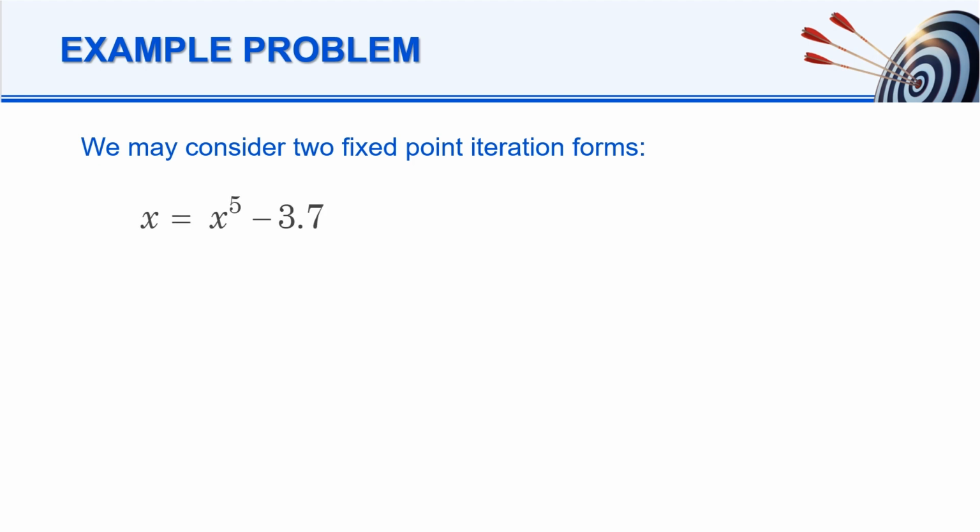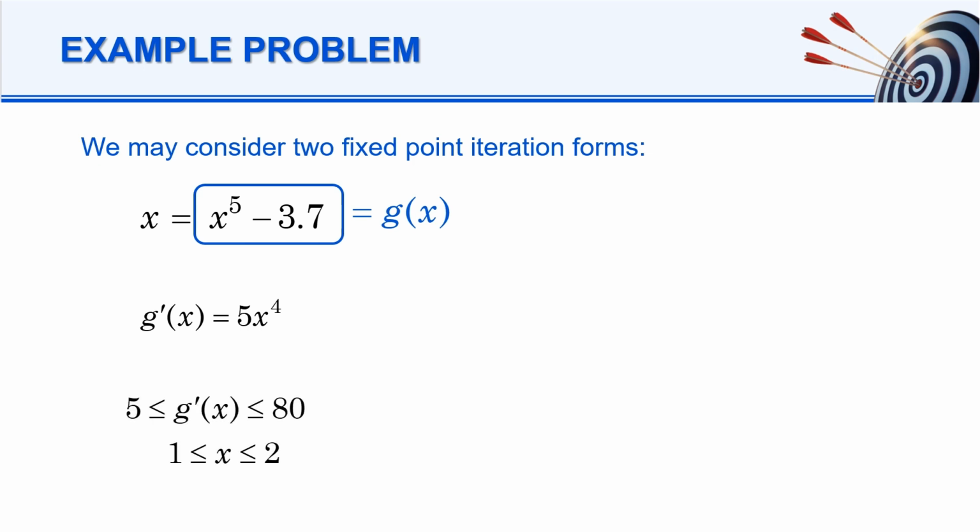In the first one, we isolate x. The right-hand side becomes g(x). Its derivative is 5 times x to the fourth. This derivative in the interval from 1 to 2 ranges from 5 to 80. Therefore, this equation form will diverge no matter how close the initial guess is to the root.